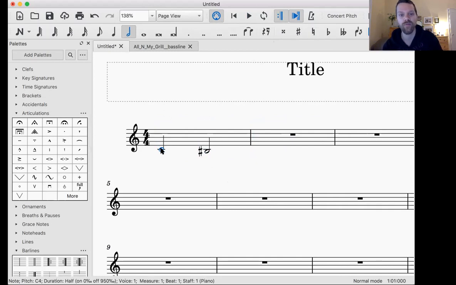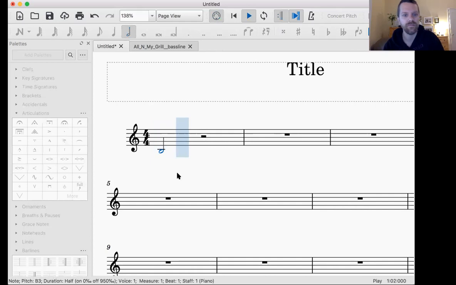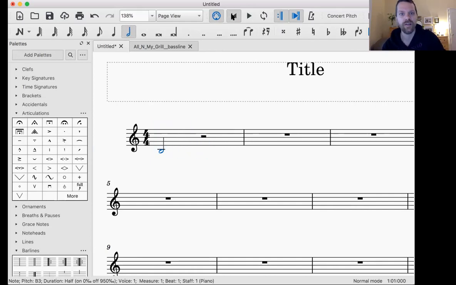And what's the reverse of this? Let's take this C and make it a B. So we have the note B, okay? Great. And then we'll put the C now over here, right after it.